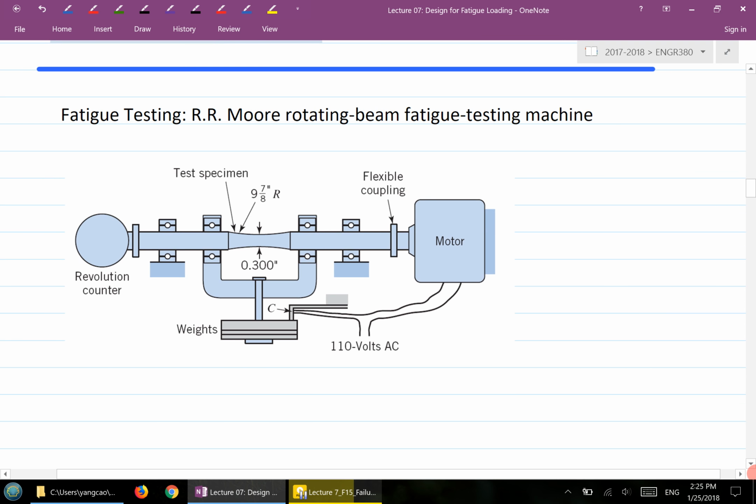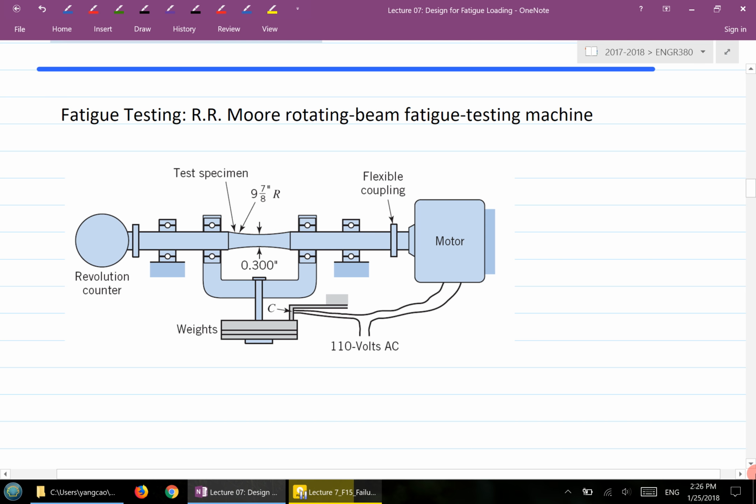Anyway, back to this question. We want to prevent fatigue failure, just like we want to prevent static failure. To prevent static failure, what do we have to know? We have to know the strength, the yielding strength of the material, and then we can talk about how to prevent that from happening. For the static case, you can do a basic tensile test to find that information.